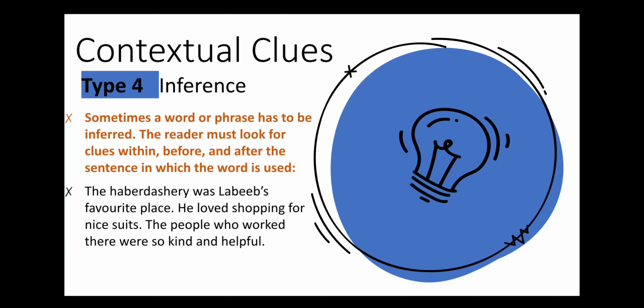Type 4. Inference. Sometimes a word or phrase has to be inferred. The reader must look for clues within, before, and after the sentence in which the word is used. Let's look at the example. The haberdashery was Labeeb's favorite place. He loved shopping for nice suits. The people who worked there were so kind and helpful. So, haberdashery is a place where we can buy men's clothes.